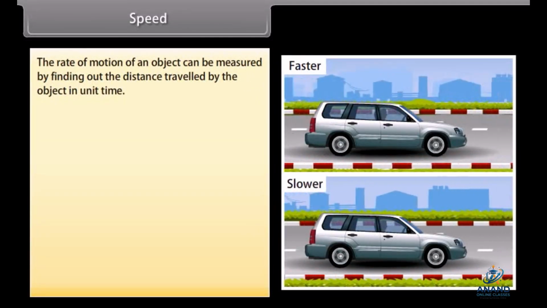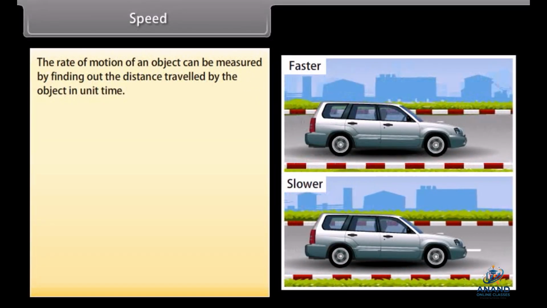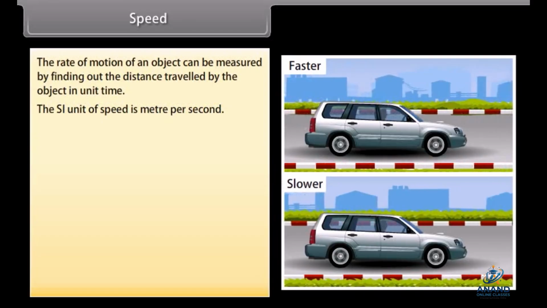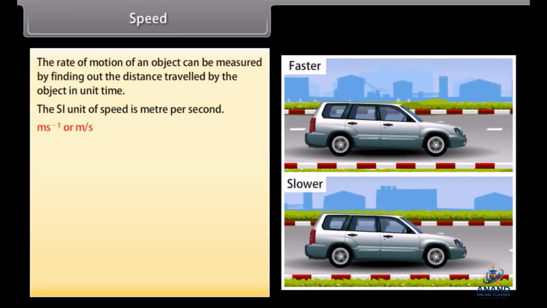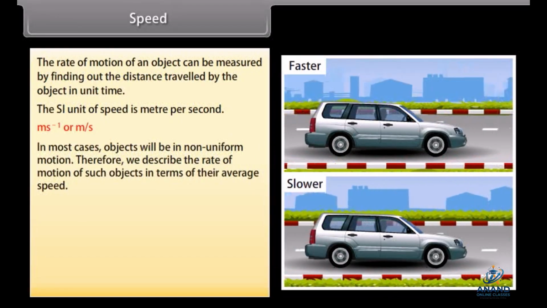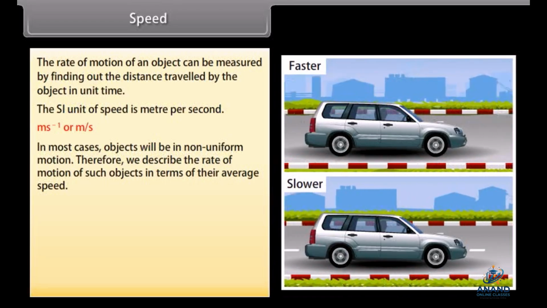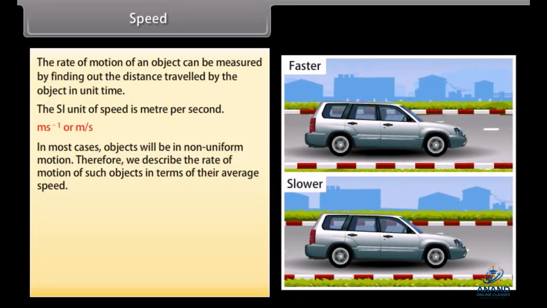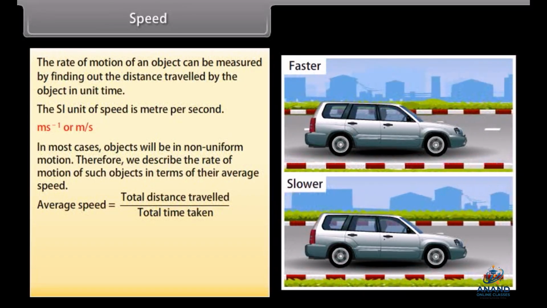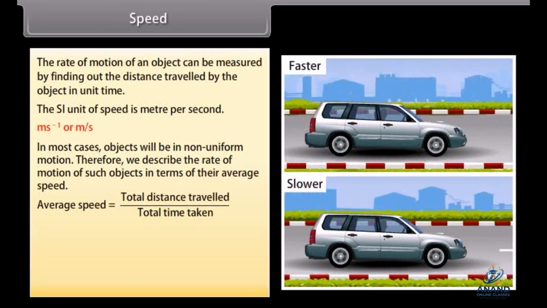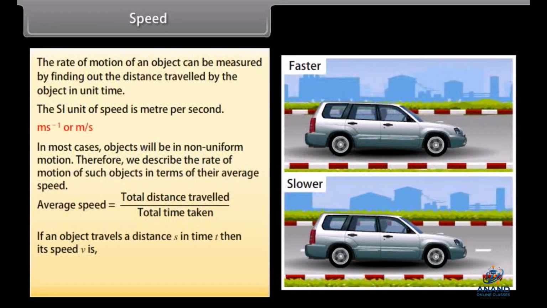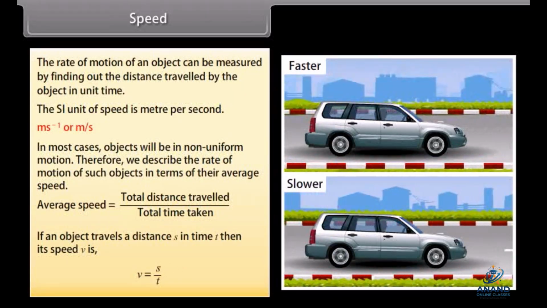The rate of motion of an object can be measured by finding out the distance traveled by the object in unit time. The SI unit of speed is meter per second. This is represented by this symbol. In most cases, objects will be in non-uniform motion. Therefore, we describe the rate of motion of such objects in terms of their average speed. The average speed of an object is obtained by dividing the total distance traveled by the total time taken. If an object travels a distance s in time t, then its speed v is equal to s upon t.